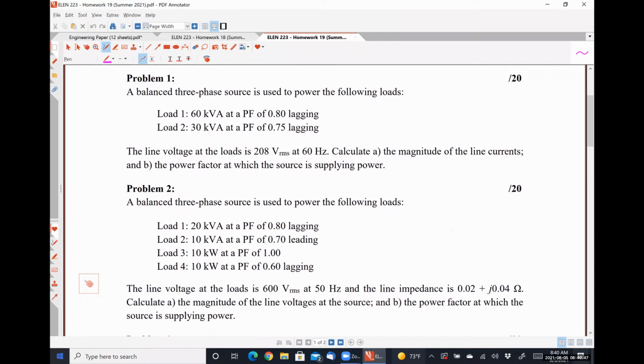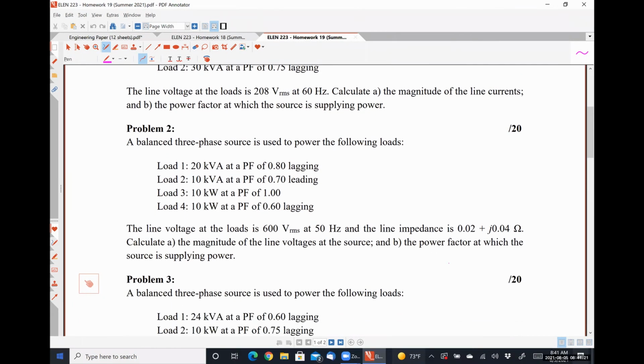So this first problem is you're given 2 different loads, and then the line voltage is at the load, and you want to find the line current. So I would suggest finding the total complex power absorbed by the composite load. And then you know that √3 VL IL is the apparent power. So you now figure out IL and you're done. So that one's pretty straightforward, I think.